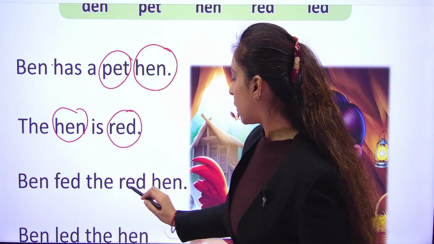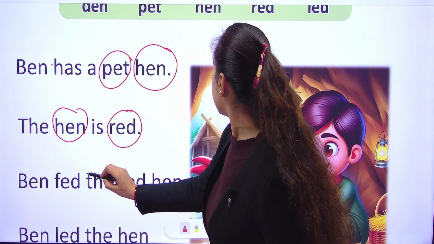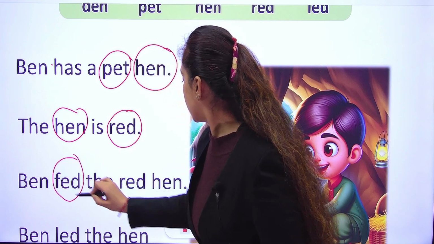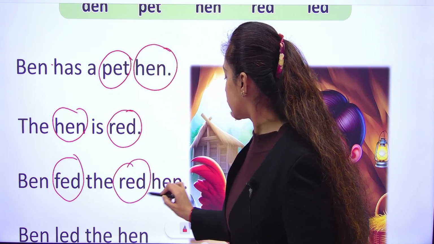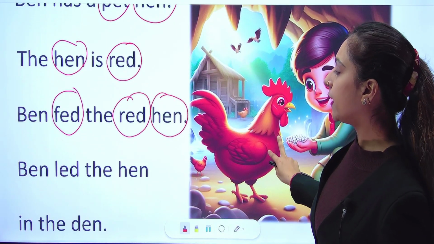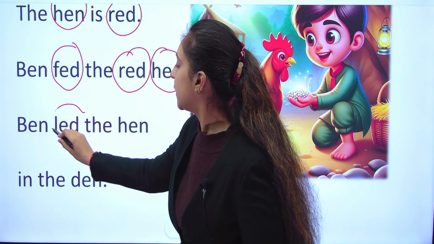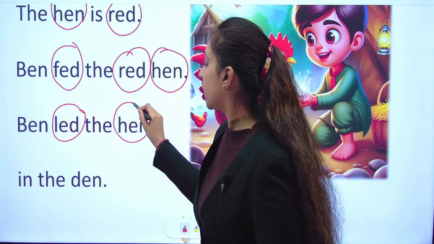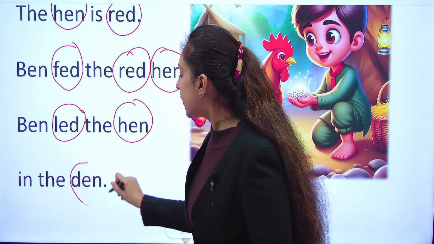Ben fed the red hen. F-E-D fed, R-E-D red, H-E-N hen. Ben led the hen. L-E-D led, H-E-N hen. In the D-E-N den.